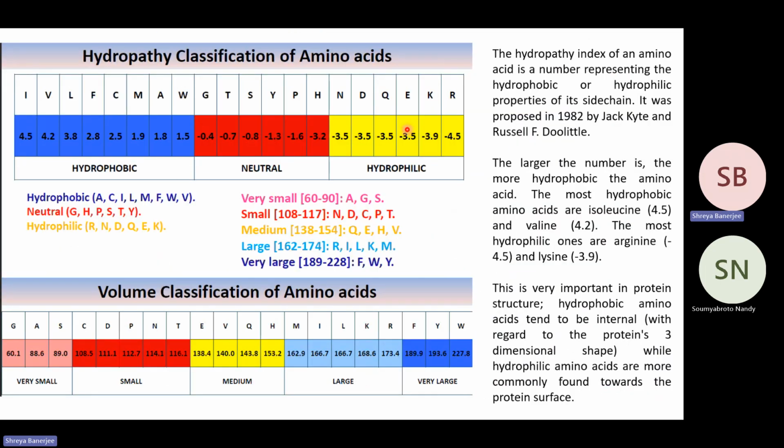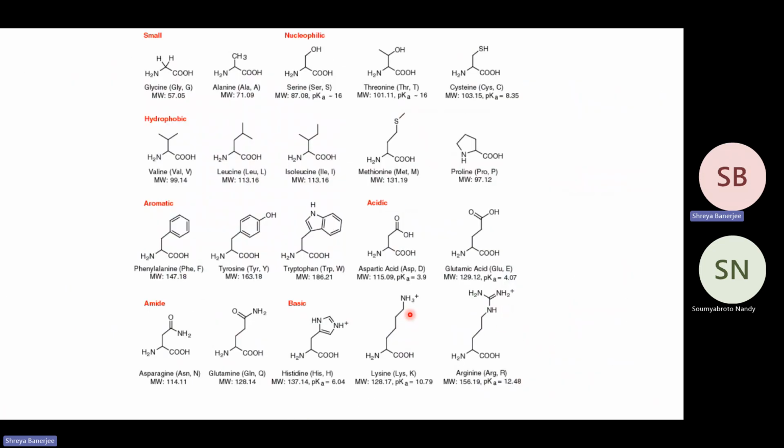And the most hydrophilic amino acids are lysine and arginine, which have minus 3.9 and minus 4.5 hydropathy. And again, if you go back, you can see lysine has an NH3 plus and arginine is also charged. And so it makes sense that these are hydrophilic.